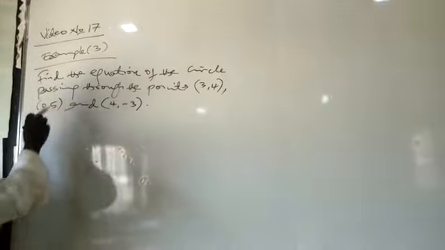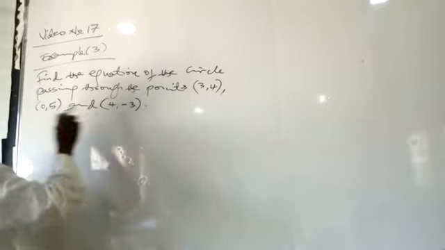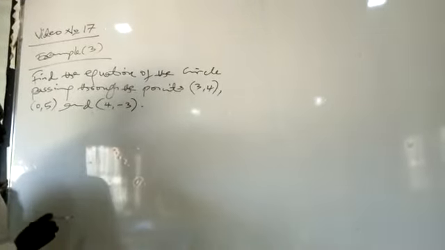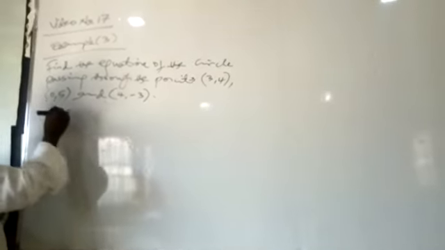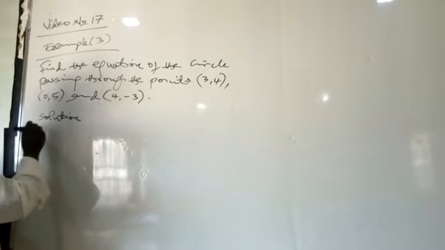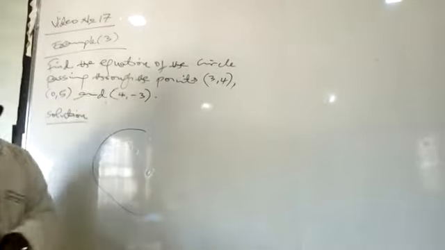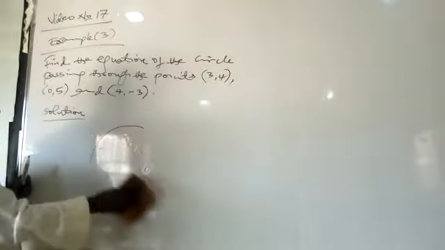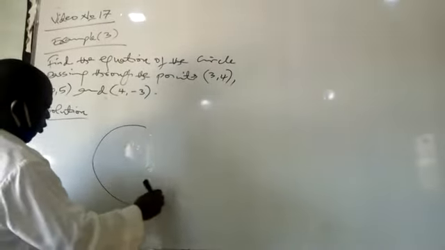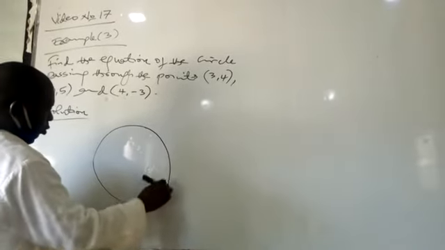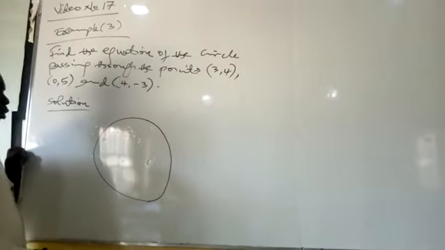So like in this question now, find the equation of the circle passing through the points (3, 4), (0, 5), and (4, -3). So what we do here is to, first of all, sketch a circle and indicate the 3 points on the circumference of the circle. So take this to be the circle, just a rough sketch.